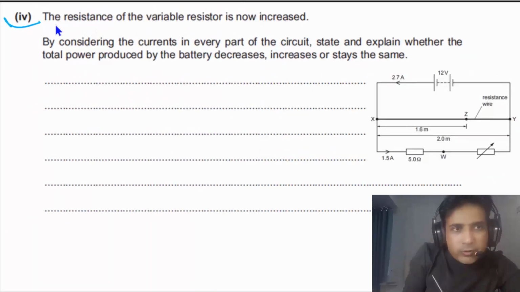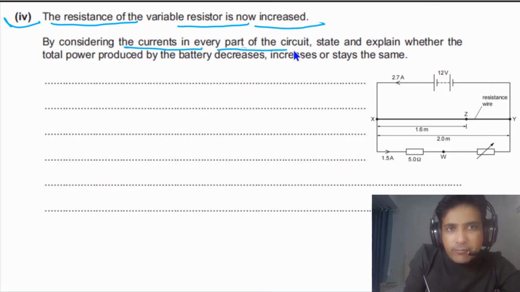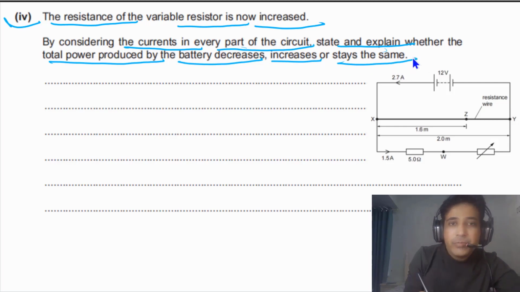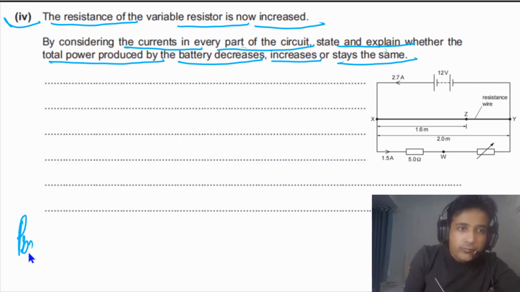For part 4, it is given to us the resistance of the variable resistor is now increased. By considering the currents in every part of the circuit, state and explain whether the total power produced by the battery decreases, increases, or stays the same. So total power produced by the battery. So power of the battery. So we can start from this one.